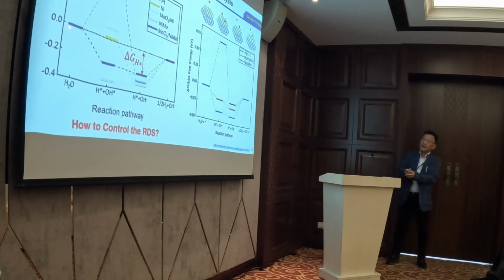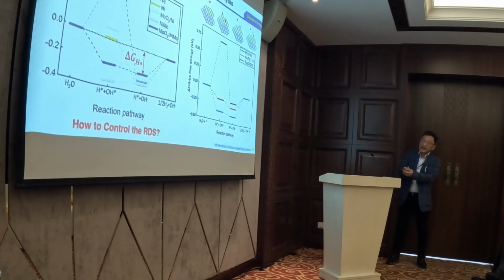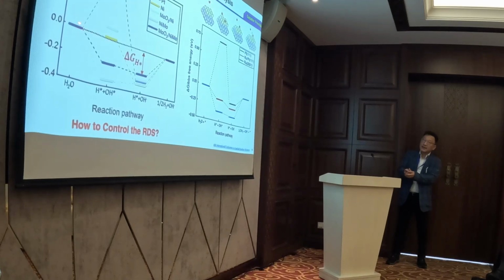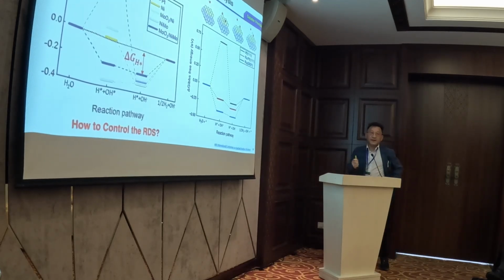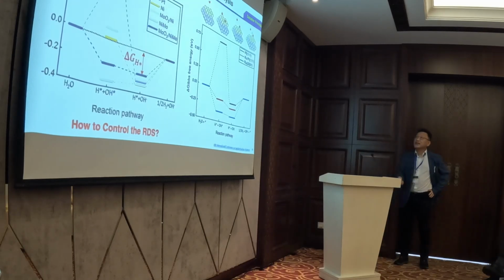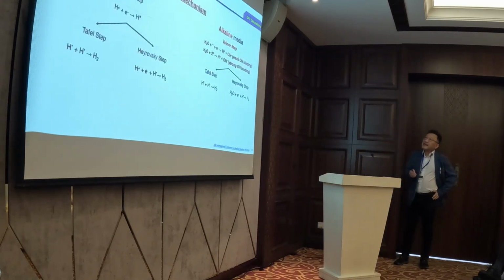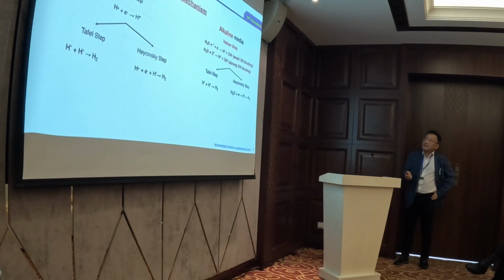Which means that we have to find a catalyst material which has a free energy very close to zero. It's a very important message we can get from the Sabatier principle. So for mechanism understanding, what DFT calculation can do for us is identify the hydrogen evolution reaction mechanism. As I mentioned, there are two different mechanisms in accordance with acidic or alkaline media.